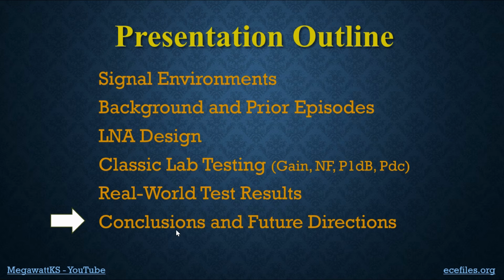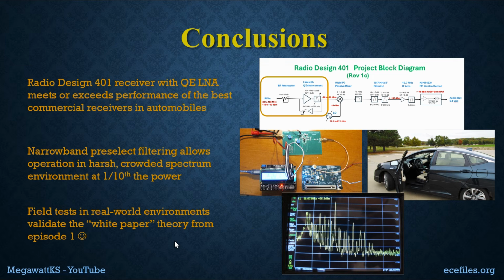So conclusions and future directions, one slide on each. Conclusions are: the new Radio Design 401 receiver with the Q Enhanced low noise amplifier meets or exceeds the performance of the best commercial receivers in automobiles. Now, I can't say that this Honda radio is the best, but of the car radios I've tested, it is definitely the best. The reason for this is the narrowband preselect filtering allows us to operate in the harsh environments, as we've seen with these spectrums that I just showed, at 1/10 the power consumption.